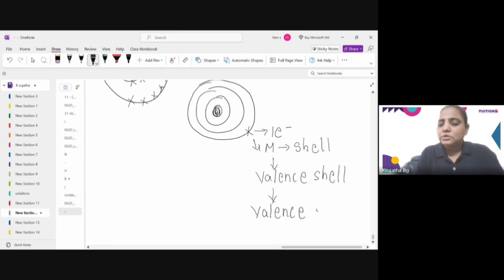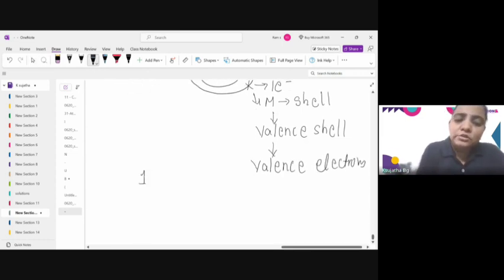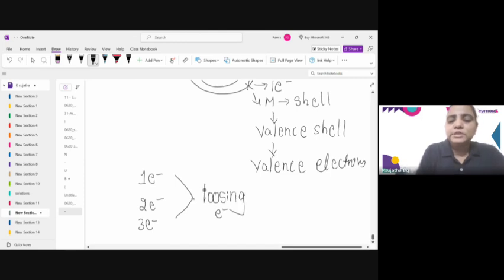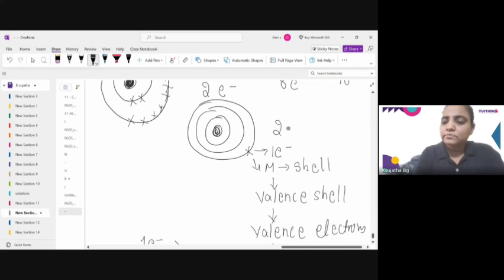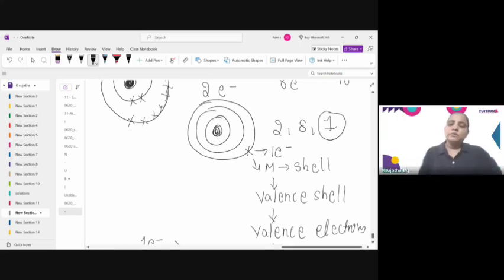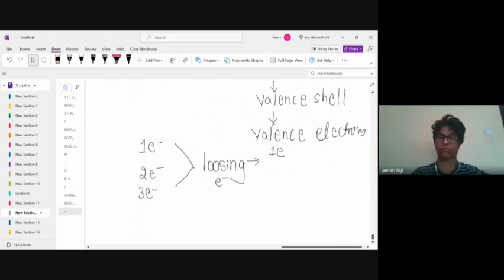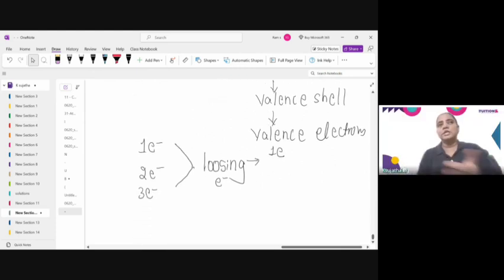Now remember, if any atom has 1 electron, 2 electrons, or 3 electrons in its valence shell, it is involved in losing electrons. Let's say if an atom has only 1 electron, that means it loses that 1 electron. Why is it losing electrons here? To have equilibrium, to have stability. To have stability, these atoms will lose this electron.